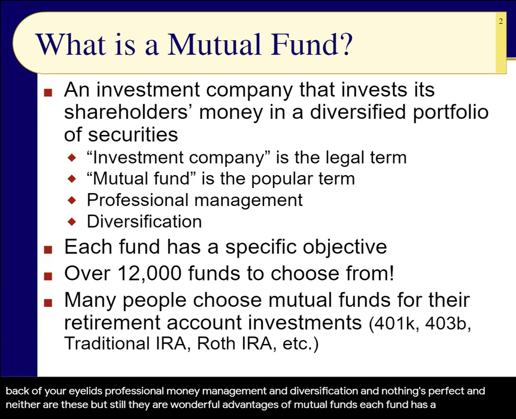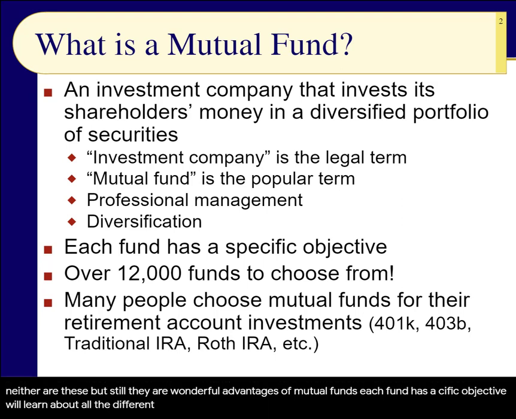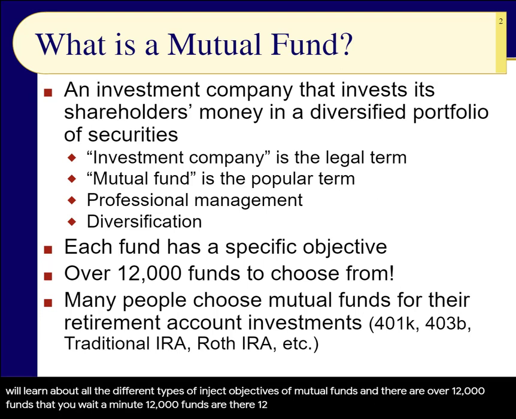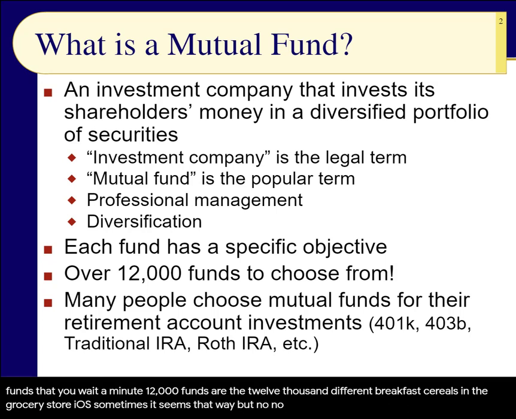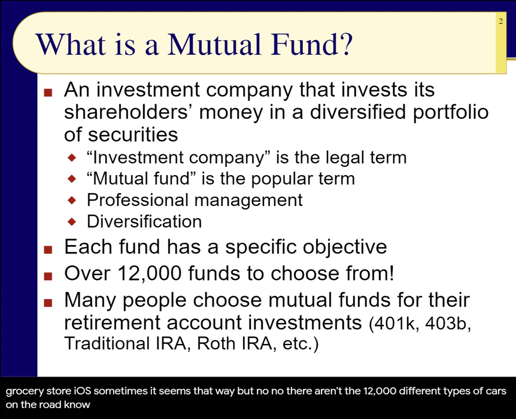Each fund has a specific objective. We'll learn about all the different types of objectives of mutual funds. And there are over 12,000 funds. Wait a minute, 12,000 funds? Are there 12,000 different breakfast cereals in the grocery store? Well, sometimes it seems that way, but no, there aren't. Are there 12,000 different types of cars on the road? No. How did we get 12,000 mutual funds? Hang on. We'll see that the industry exploded over certain years. And we'll later learn why that happened.